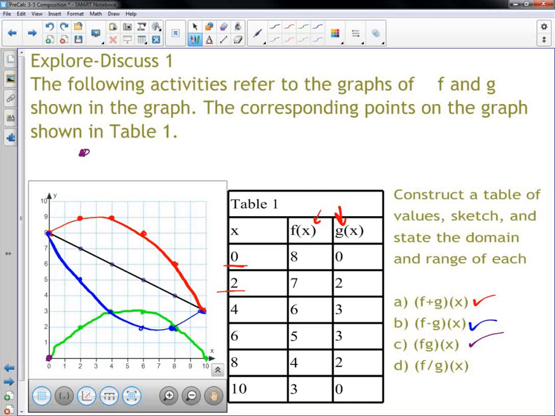All right, f times g of 4. Even higher. f times g of 6. All right, so that's a little bit down. f times g of 8. 8. f times g of 10.